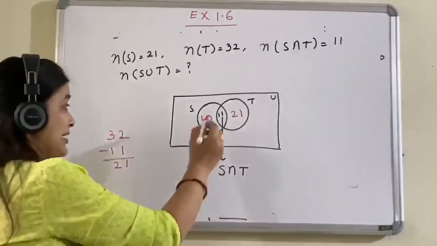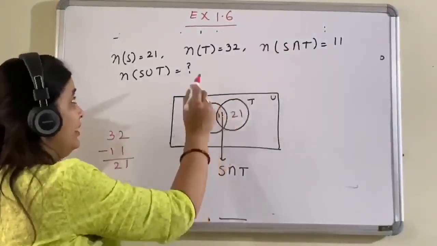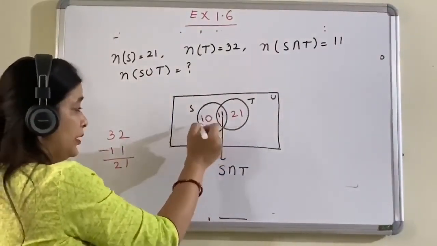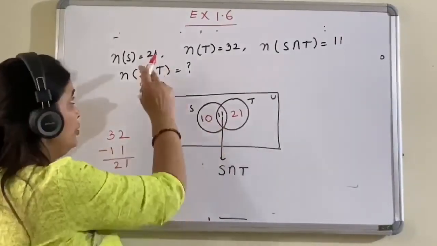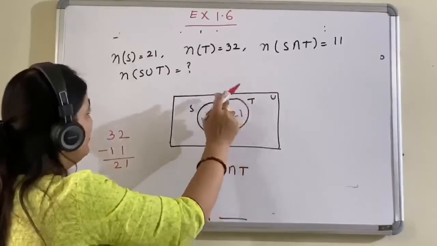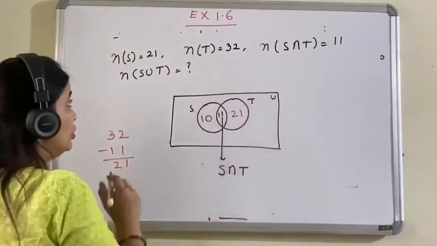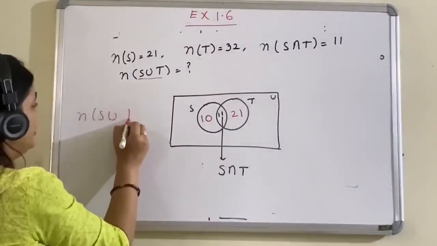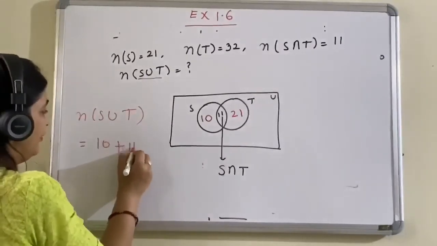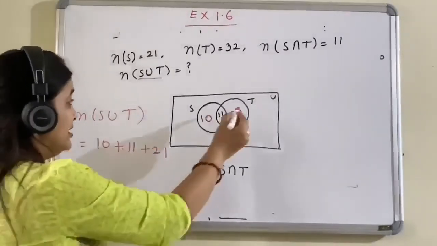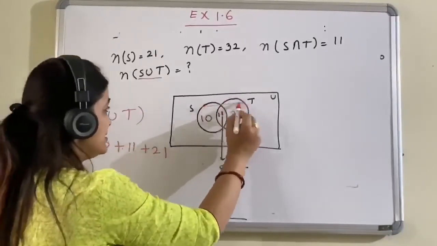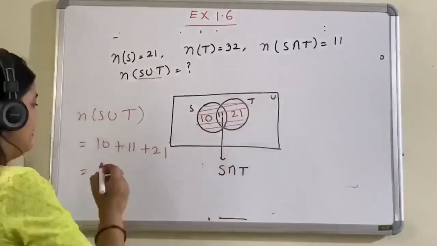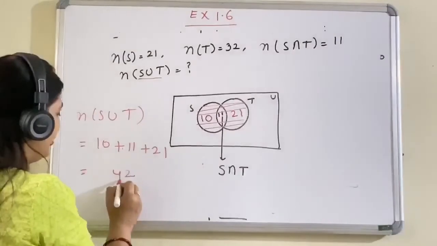So in S intersection T, it is 11. In n of S, there is 21; 11 is already here, so we write 10 here. So the complete number of elements in S is 21. Here is 11, here is 21, so the complete elements in T is 32. So what should be S union T? Number of S union T is equal to 10 plus 11 plus 21, because this whole region represents S union T. So we can add all the elements. 10 plus 11 plus 21 will be 42. Answer.